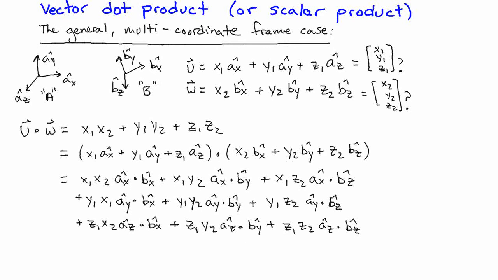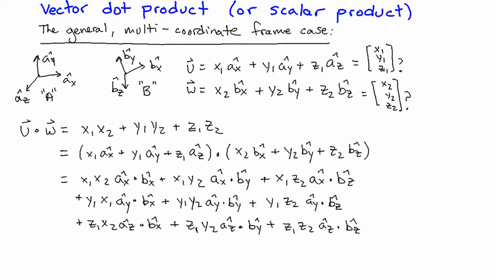So here we have fully expanded all the terms in this dot product. So we have x1 x2 times AX dot BX, etc. What you might realize is that there is no way to simplify any of these dot products without more information. Here all I've told you is that we have two arbitrary frames A and B with some rotation between them. So we don't know the dot product between AX and BX, or AY and BX, or any of these other products.